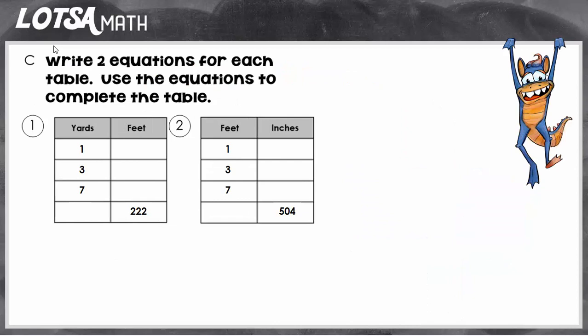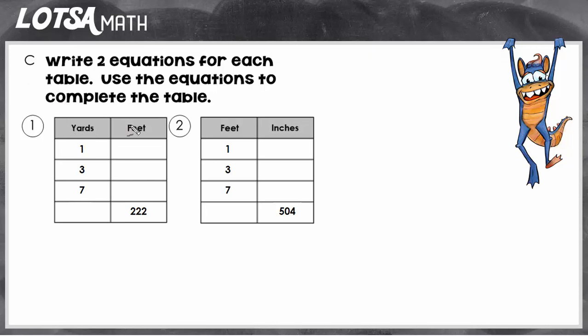So on number 1, I see that I have an input-output table, and the input is going to be yards, and the output is going to be feet. So the first thing I need to do is write my two equations. So I need to know my rule.